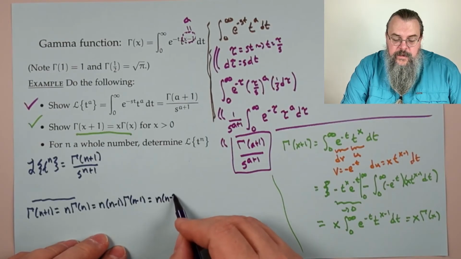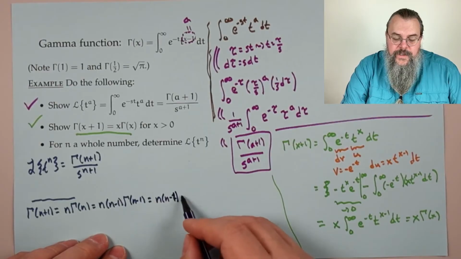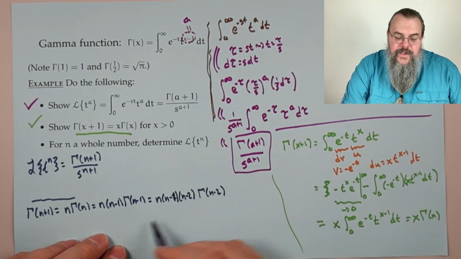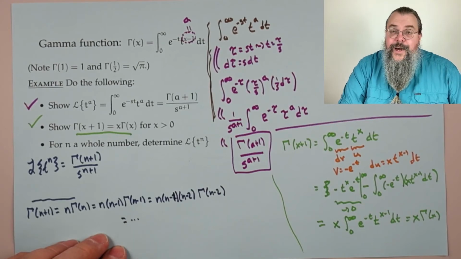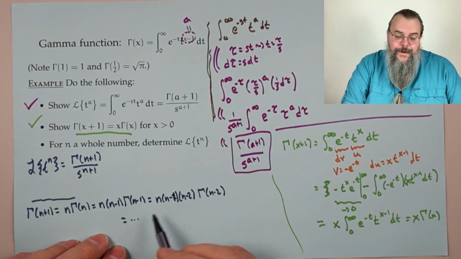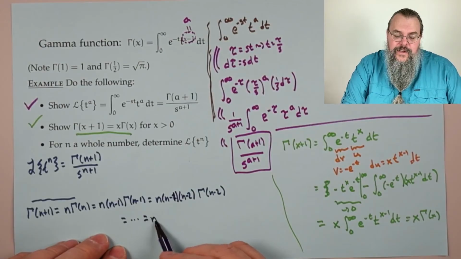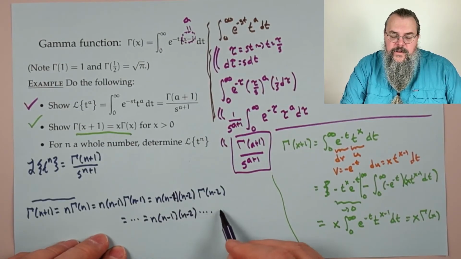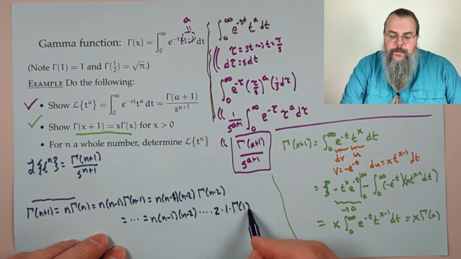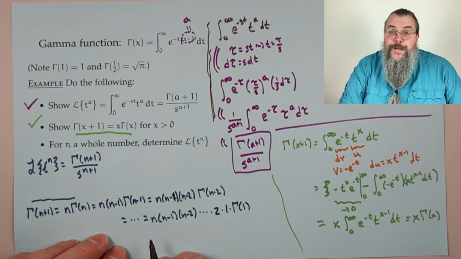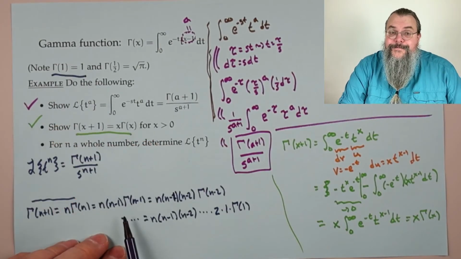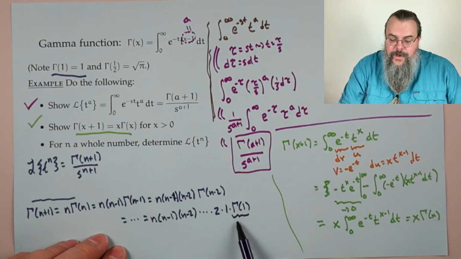n minus 2, gamma n minus 2, and dot, dot, dot, which is mathematical shorthand for the pattern continues until we get to a point all the way where we've gotten to 2 times 1 times gamma of 1. But what do we know about gamma of 1? It's 1. Okay, so this is 1.